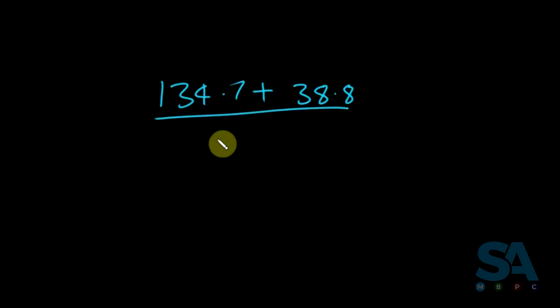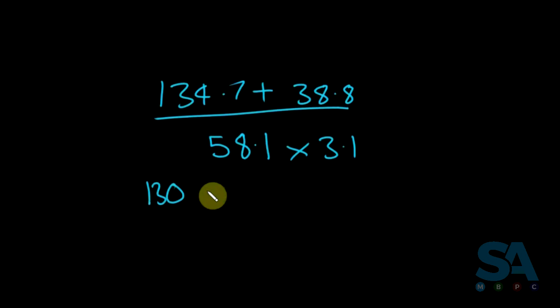So if you're given the expression (134.7 plus 38.8) all divided by (58.1 times by 3.1). The first thing we do is we'd look at all these individual numbers and round them to either 1 or 2 significant figures, whichever one seems appropriately easy to use. So this 134.7 here we can round to 130.